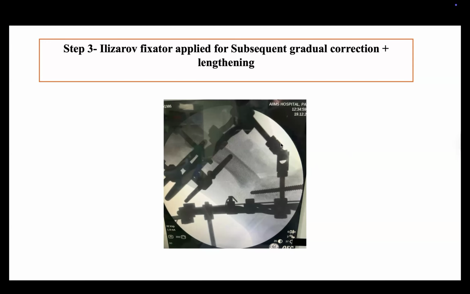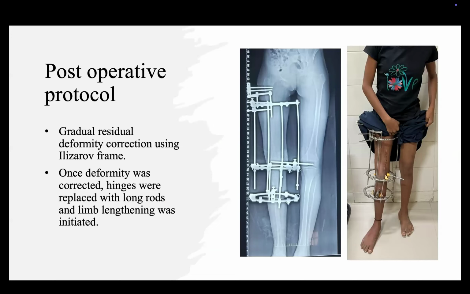So we attached hinges and a motor unit to the frame, and we planned for this gradual correction. In the post-operative protocol, the residual deformity was gradually corrected using the Ilizarov frame. And once the deformity was corrected in alignment, then we tried to lengthen the limb. This was done by replacing the hinges with long rods, and then limb lengthening was initiated.